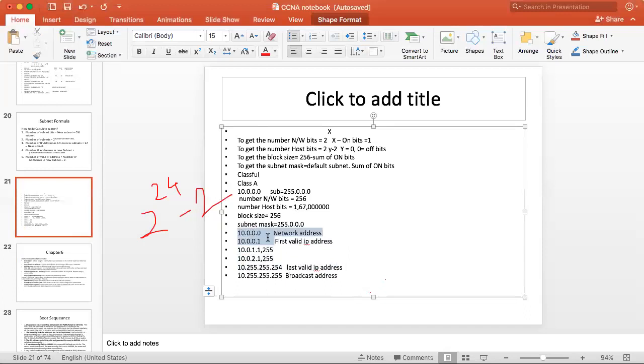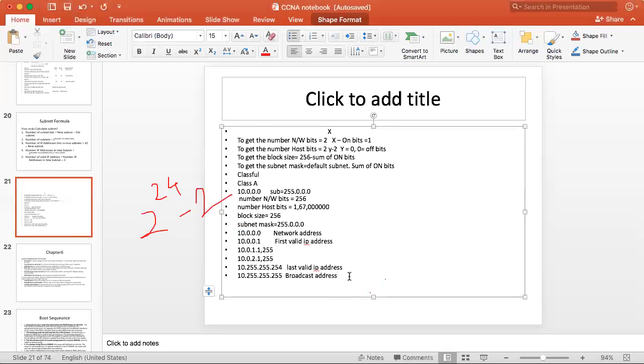So if I advertise this network to a router, the router will consider that this particular network has 1 crore 67 lakh valid IPs. Anything in between that comes in, I will consider it part of this network and send it accordingly. Clear? So this is for the classful network. For classful IP, it's pretty straightforward.